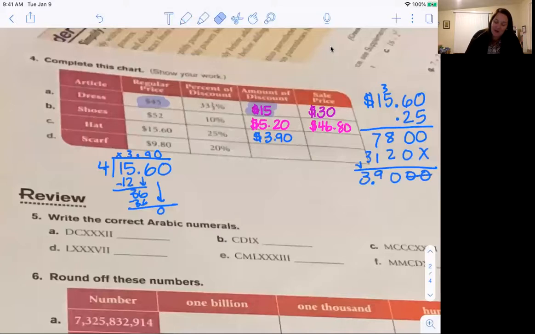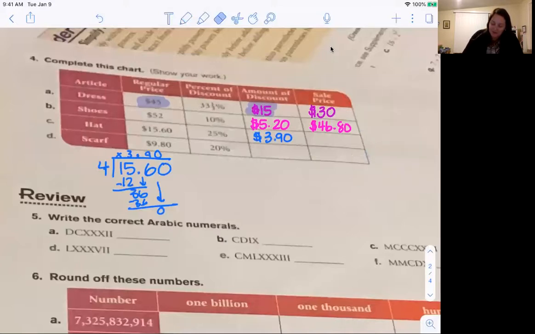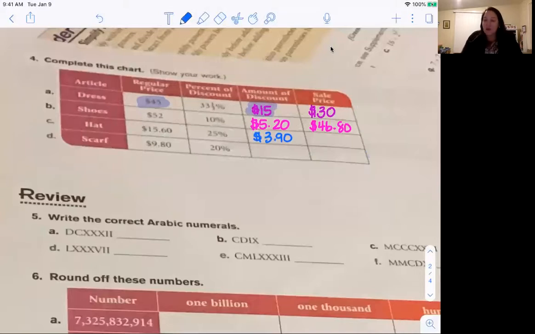Now we need to find what the sale price is going to be. And how do we do that? Good. If you said subtract, you are right. So we're going to take our original price, which is $15.60, and we're going to subtract our discount of $3.90. Go ahead and do that subtraction as I do it here. Did you get $11.70?